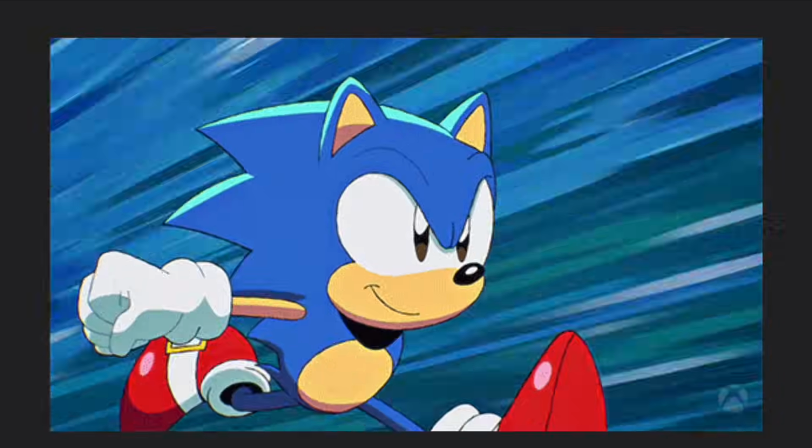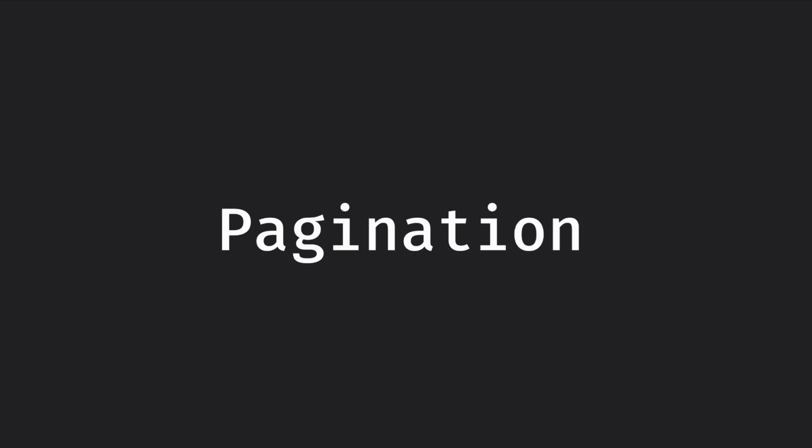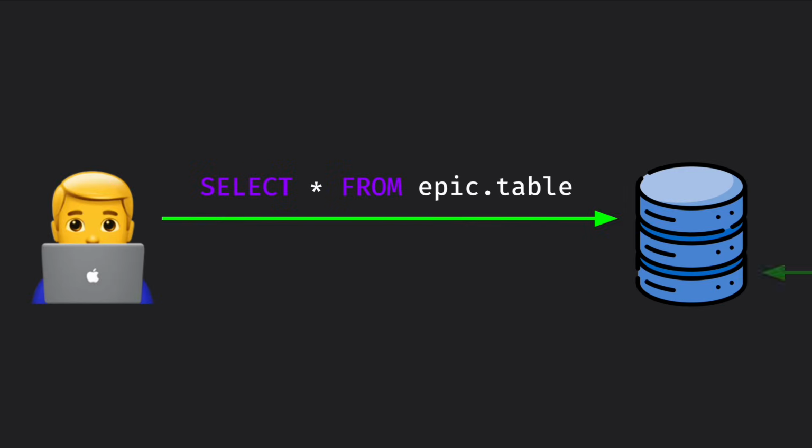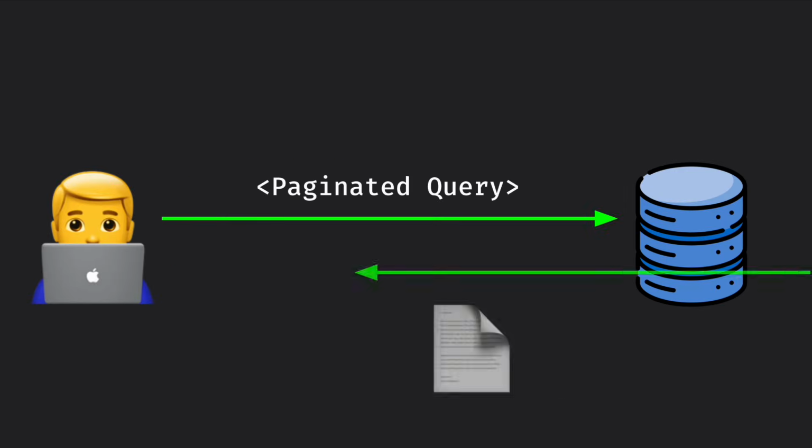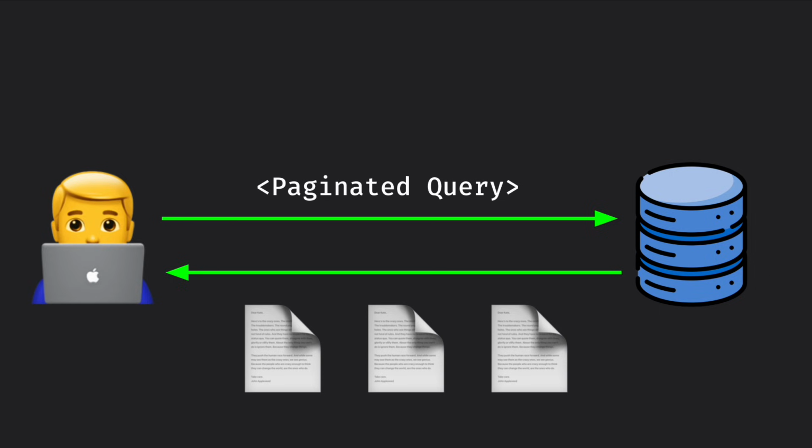So how do we efficiently read data as our data gets larger and larger? This is where pagination comes in. Instead of querying our data all at once, we query it in chunks. Let's call each chunk a page. We also keep track of what page we're up to, so we know where to continue reading from.